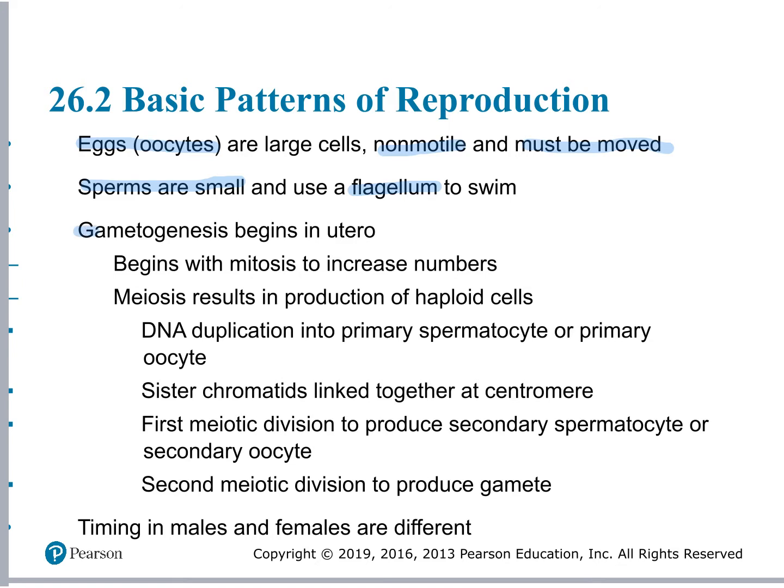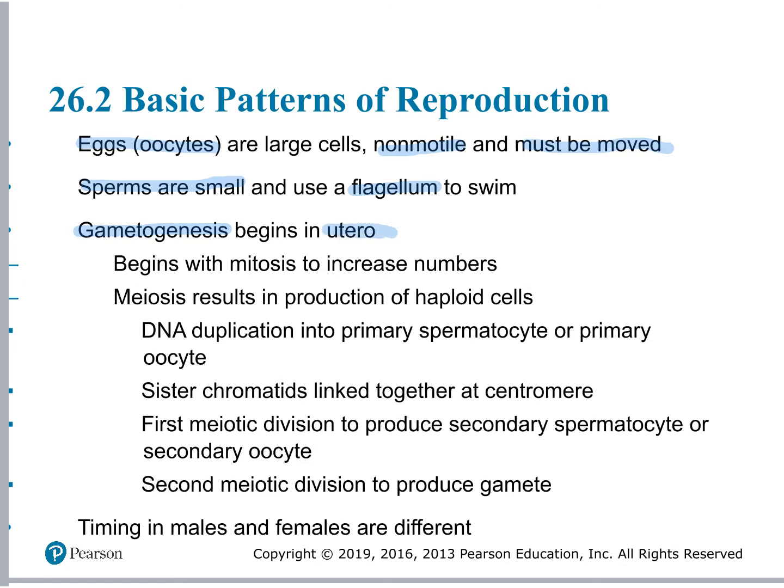So gametogenesis. Gametogenesis is the formation of gametes. Genesis means the formation, so the formation of gametes. So how do we make the sperm cells and how do we make the egg cells? Well, it starts in utero, which means it starts even before you were born.